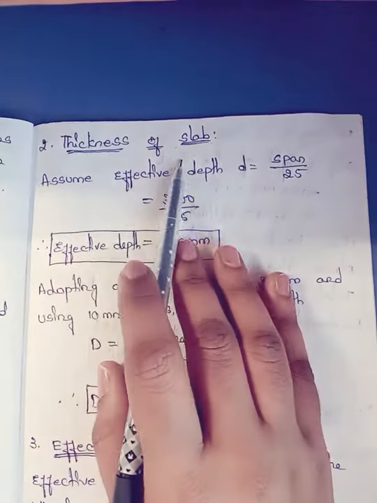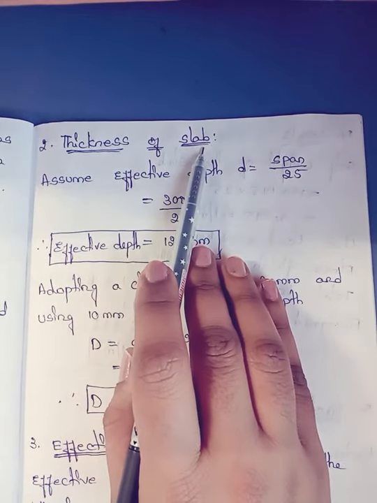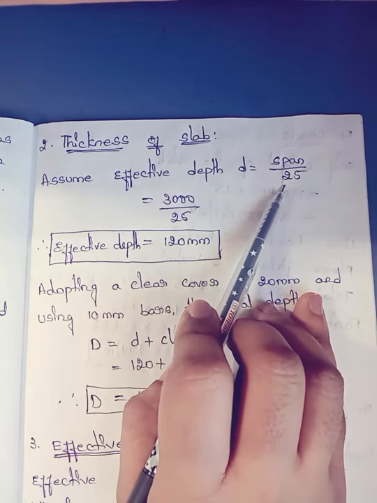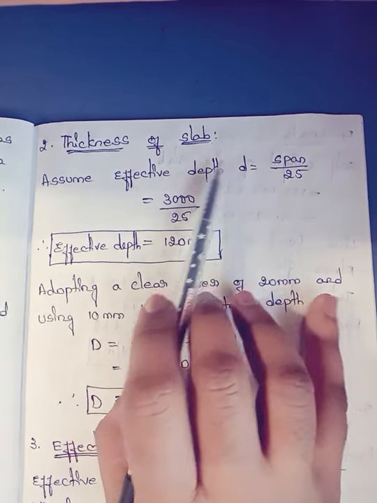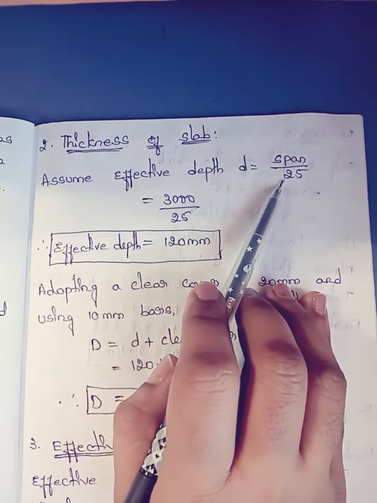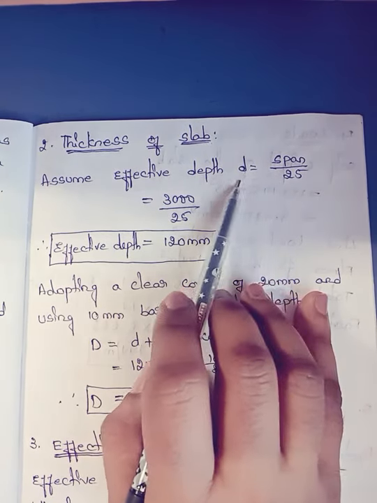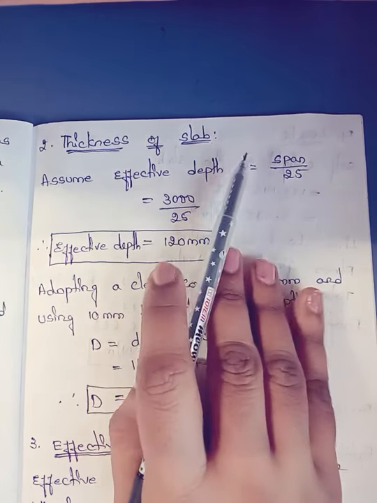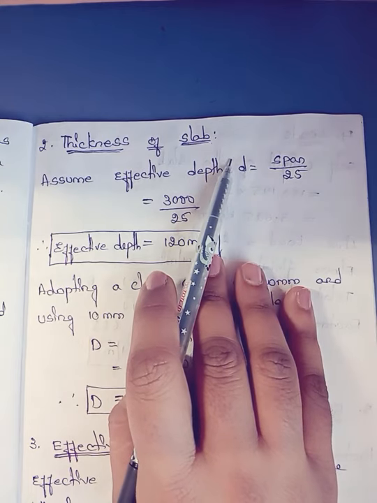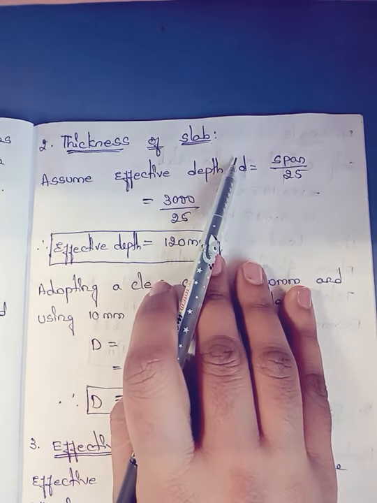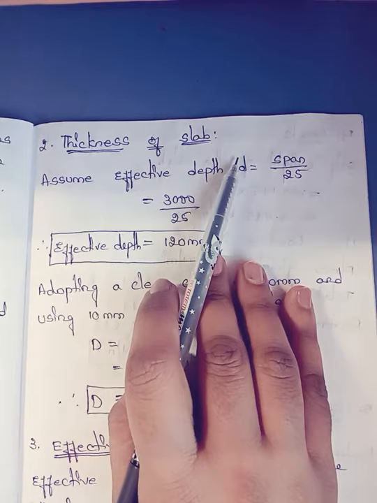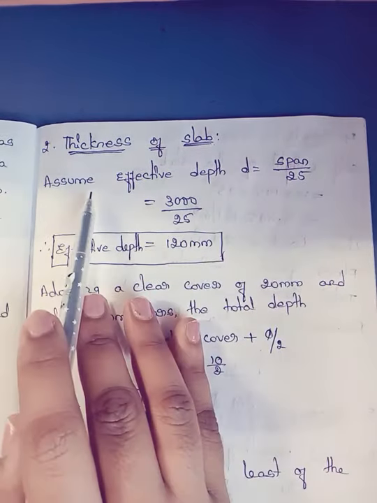So the second step is thickness of slab. We are assuming the depth D is equal to span by 25, taking it as the span by depth ratio. Here I have taken a span by depth of 25, so D is equal to span by 25. If you want to know the clear procedure, I have already done a video on that. I'll link it at the end of this video. You can go through that procedure also, so that you can solve different types of questions based on it.